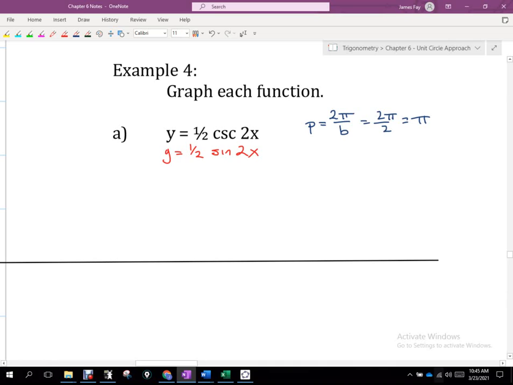the cosecant. And for whatever reason, none of my mice work. What's going on here? No. Okay.